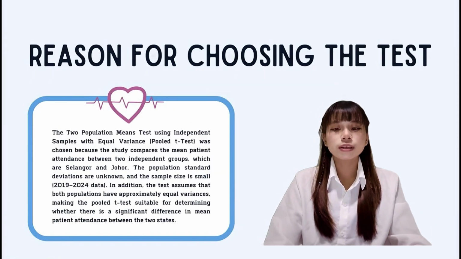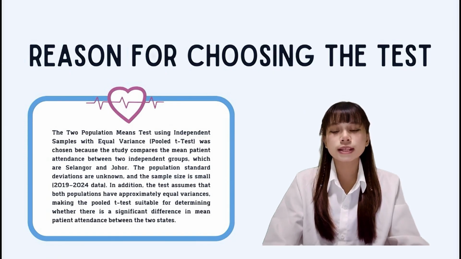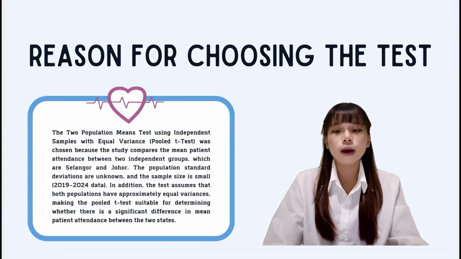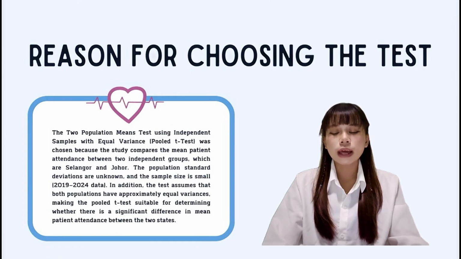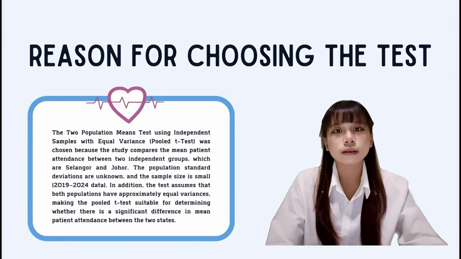The two population mean test using independent samples with equal variance was chosen because the study compared the mean patient attendance between two independent groups, which are Selangor and Johor. The population standard deviations are unknown and the sample size is small. In addition, the test assumed that both populations have approximately equal variance, making the pooled t-test suitable for determining whether there is a significant difference in mean patient attendance between the two states.